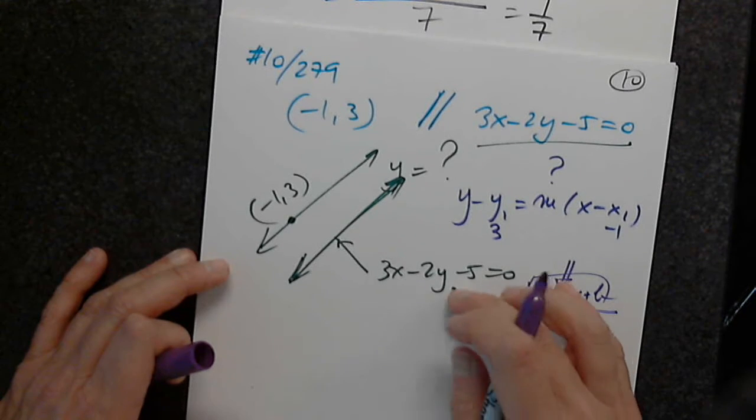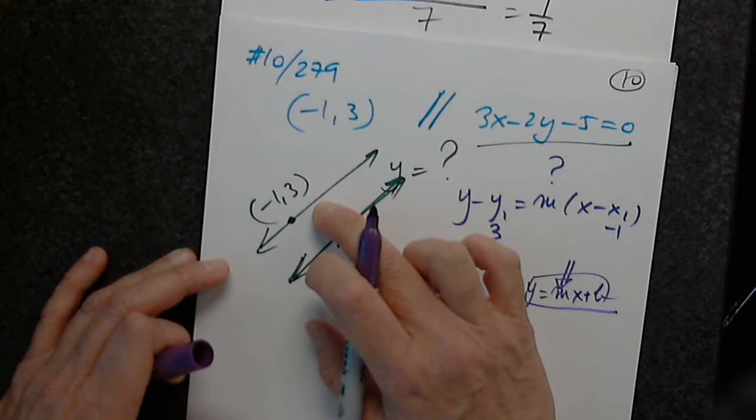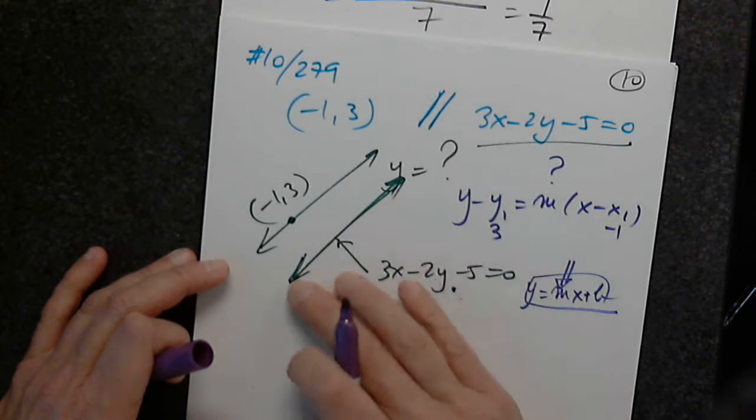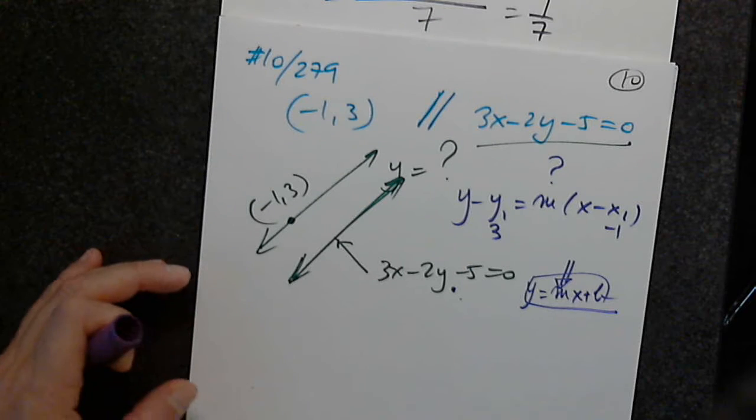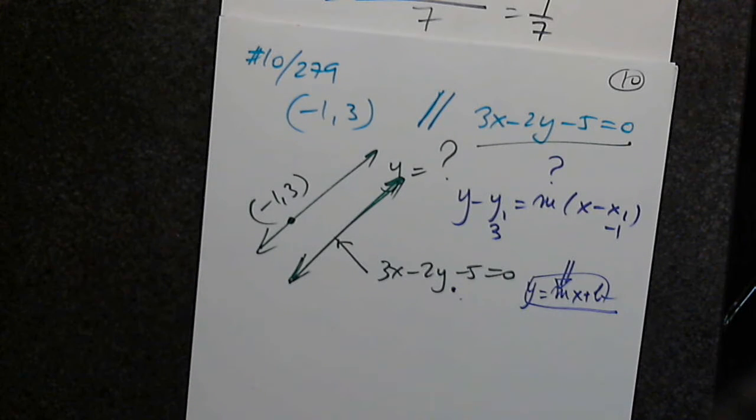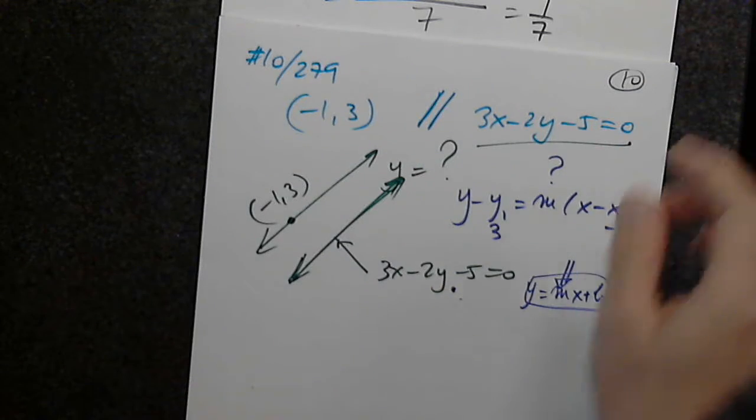If I have this to be 5, what will be the slope of the other line? 5. Exactly. So if I determine the slope of this line, it will be identical with the slope of the line I'm looking for. Why? Because they are parallel, and we know the relationship between the slopes of two parallel lines. So let's start by solving this for y.